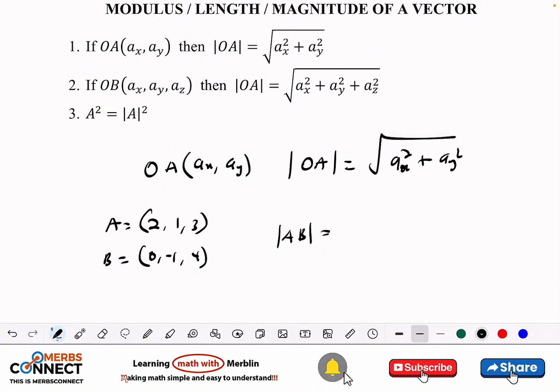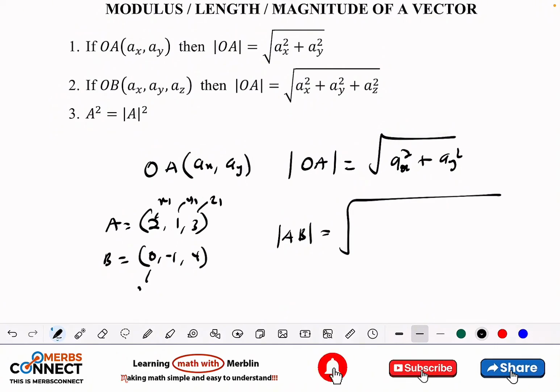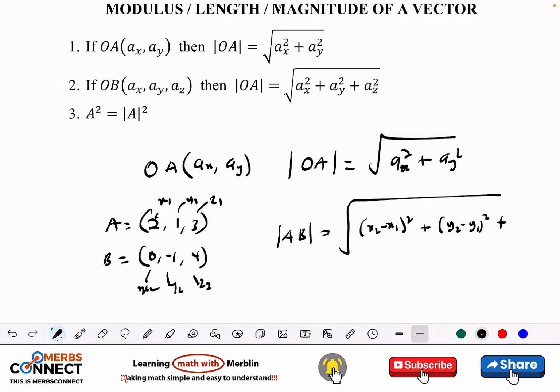But here, the idea is that the point is 3. So if this one is my x1, y1, z1, this will be x2, y2, z2. So the equation will be the square root of x2 minus x1 squared plus y2 minus y1 squared plus, since we are in space, we are adding another term, which is z2 minus z1 squared. So that's what we are going to do.